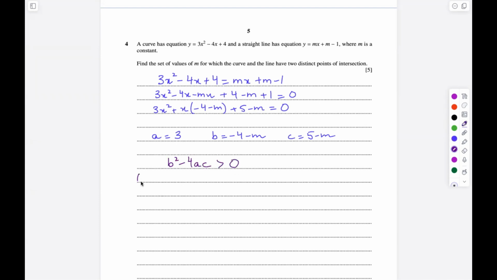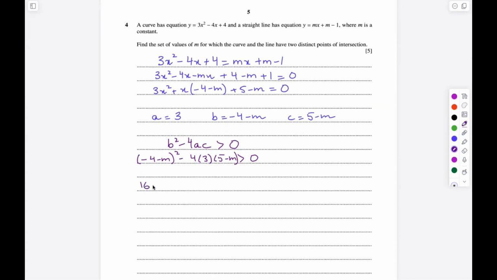So this will become (-4 - m) whole squared minus 4 into 3 into (5 - m), greater than 0. Expanding (-4 - m)², that will become 16 plus 8m plus m squared. This will become 4 times 3 is 12, 12 times 5 is 60, so this will become minus 60, and minus 12 times minus m will become a plus 12m. Simplifying this, we can write it as m squared, 8m plus 12m is 20m, and 16 minus 60 will be minus 44, greater than 0.